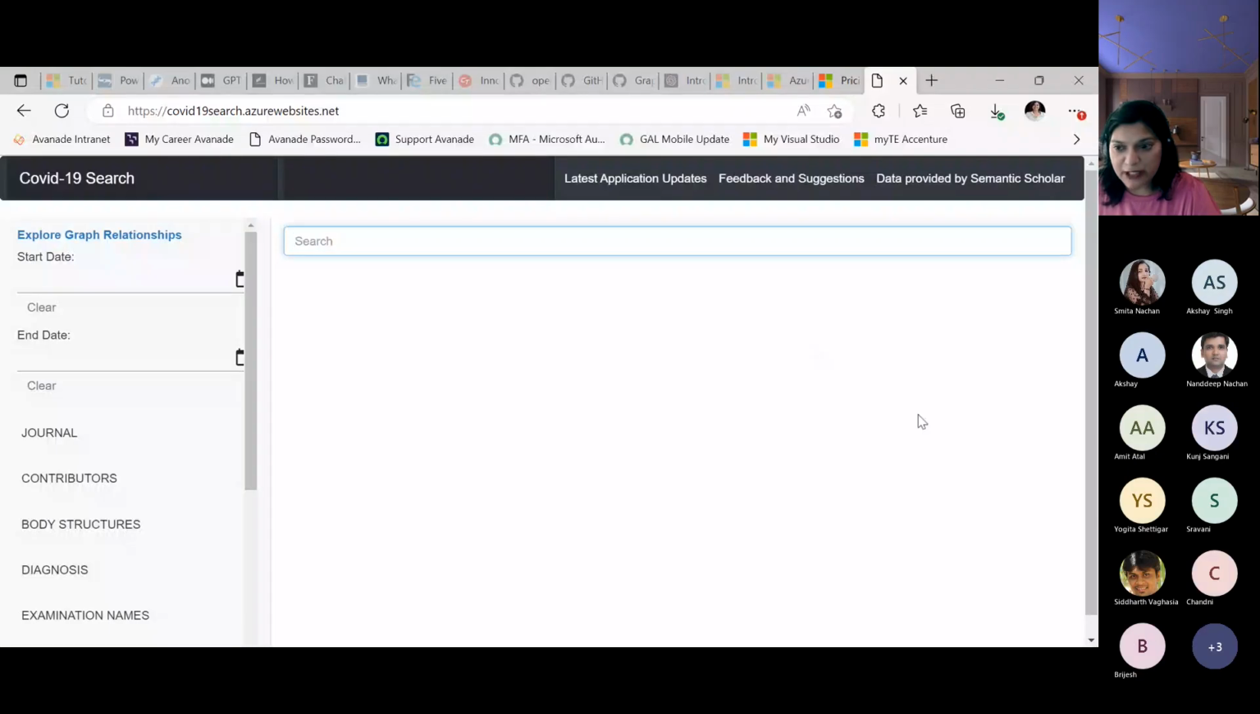Right. Are you able to see my screen, Smita? Just let me know if my screen is visible. Yes, it's visible. Yeah, it's visible. Okay, perfect.